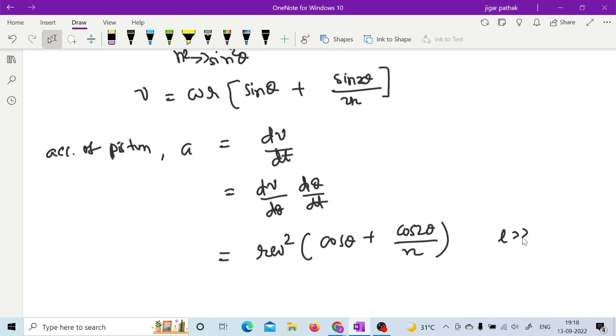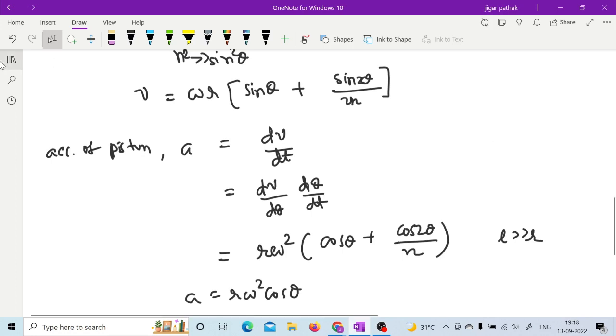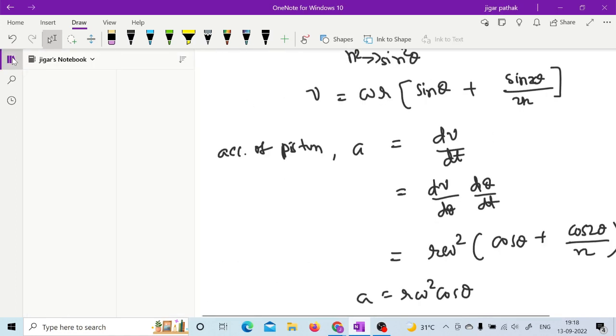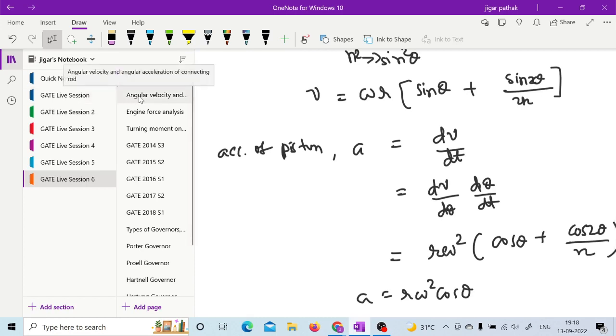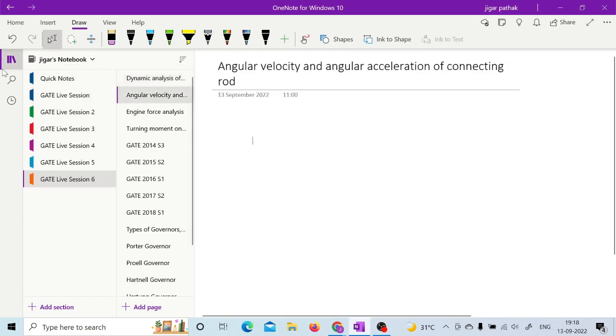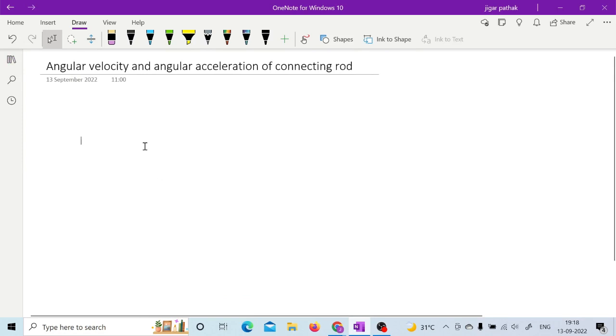Here also, if L is greater than R, then it can be simplified to A is equal to R omega square cos theta, right? So this is how you are having the velocity and acceleration of your piston. Now once you are done with this, the next is you can think of having the angular velocity and angular acceleration of the connecting rod, right?